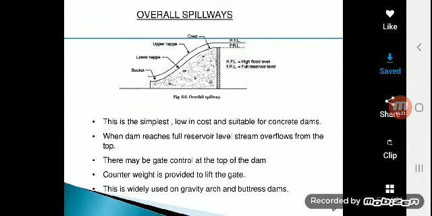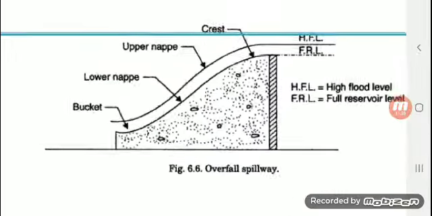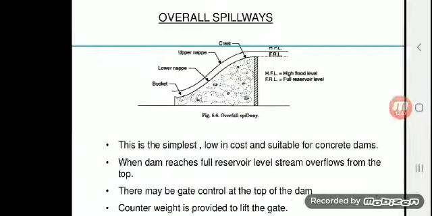And you can see overfall spillways as shown in the figure. Water will just flow, or slide, over the dam, and it will flow over the main dam and fall into the downstream. You can see the bucket, lower nappe, upper nappe, and crest part. So this is a passage of water which will be overflowing through the dam to the downstream part.